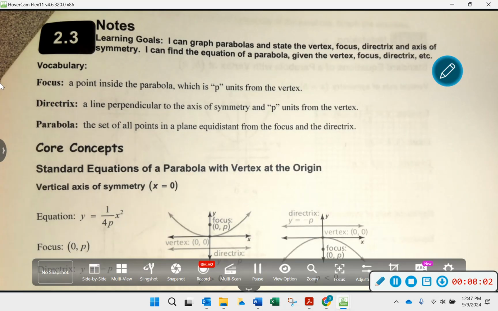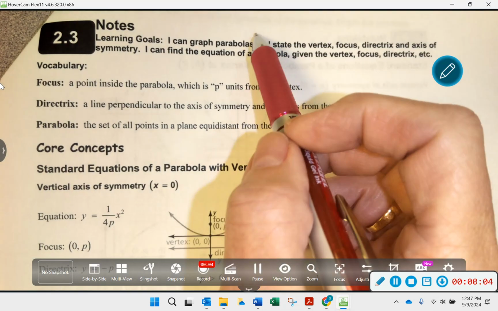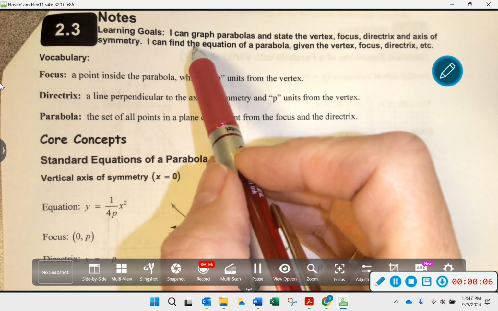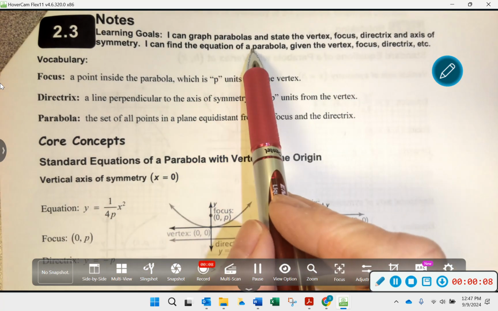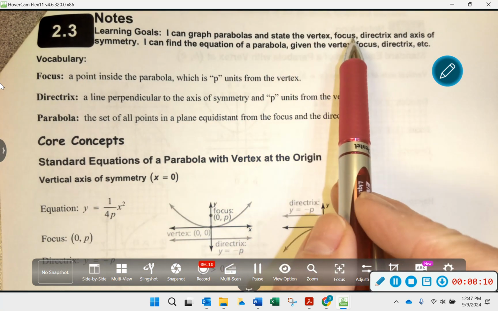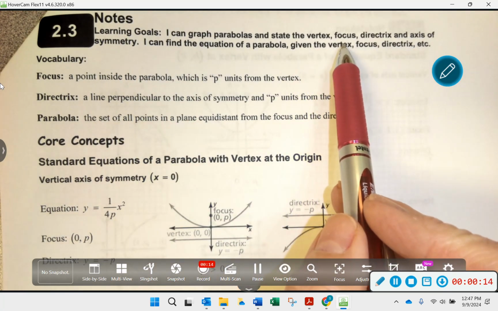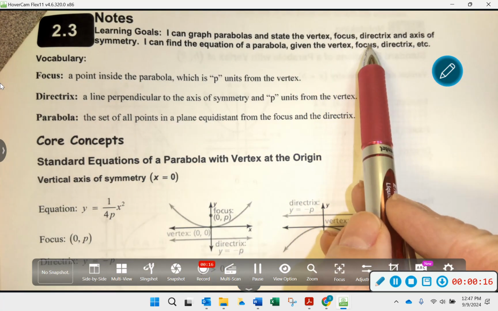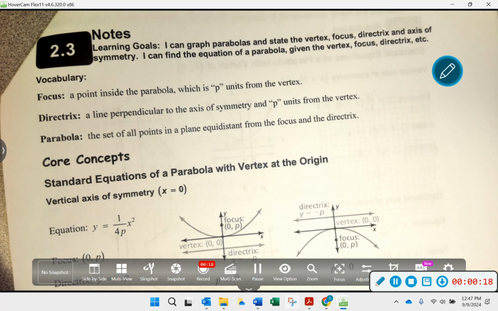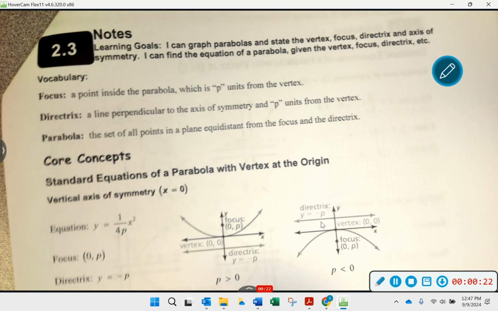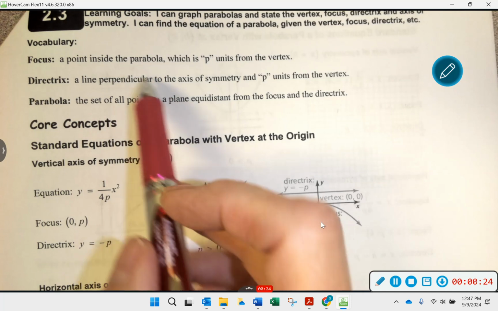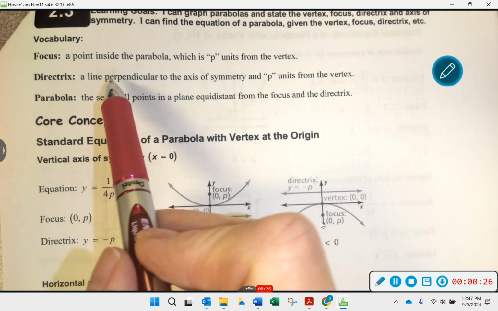All right, guys. So today we're going to be adding on to our knowledge of parabolas. Today we're going to want to be able to graph parabolas and state the vertex, focus, directrix, and axis of symmetry. The new part on this is this focus and directrix. We haven't talked about that at all before, but it's just a different way of looking at a parabola that makes it seem a little bit easier to graph.